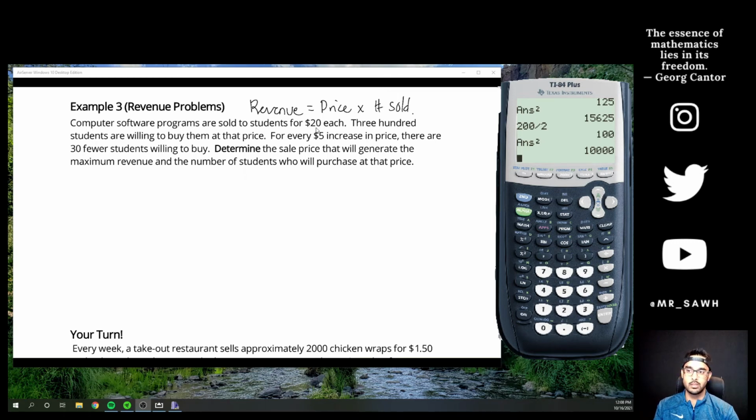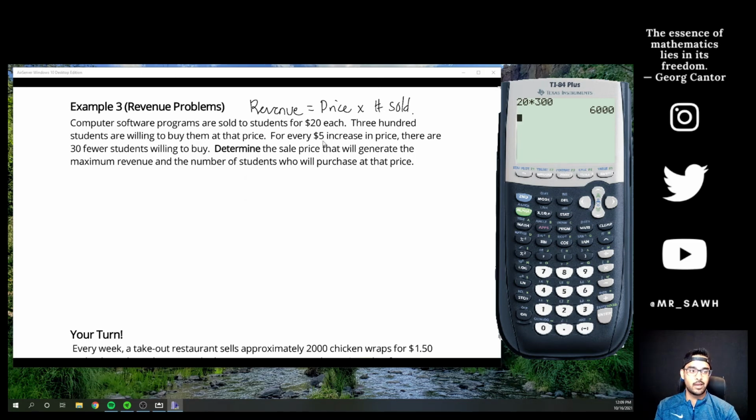So if I think about this, there's a computer software being sold. It's $20 a piece. 300 people are willing to buy it at that price. So right now, if I were to sell it for $20, multiply that by the 300 people that are willing to buy it, I will generate $6,000 in revenue. It seems like a decent chunk of money, but it might not be the best I could do. What happens if I increase the price? Could I potentially make more?